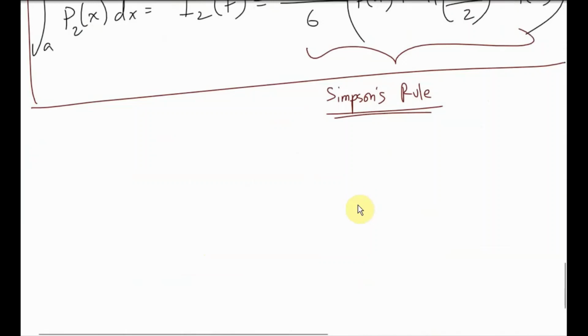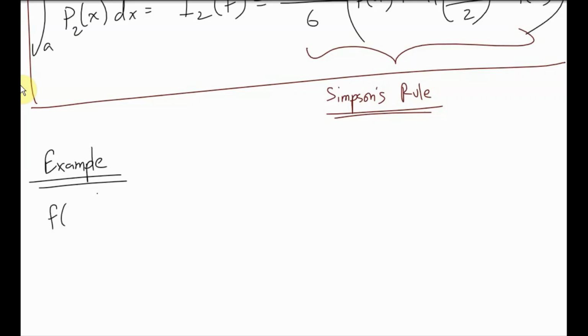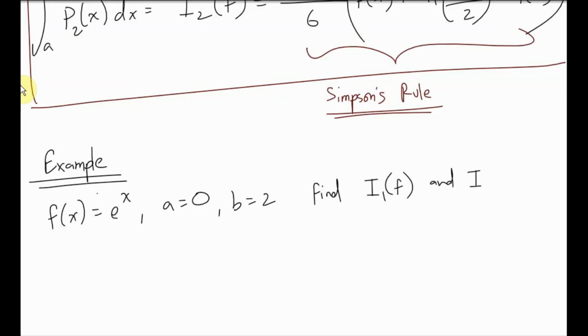So let's look at an example. We have a function f of x equals e to the power of x. We have a equals 0, b equals 2, and we want to find two things. We want to find I1f and we want to find I2f.